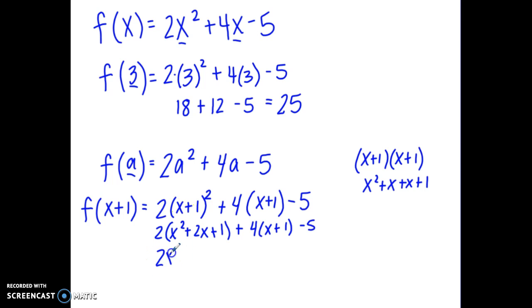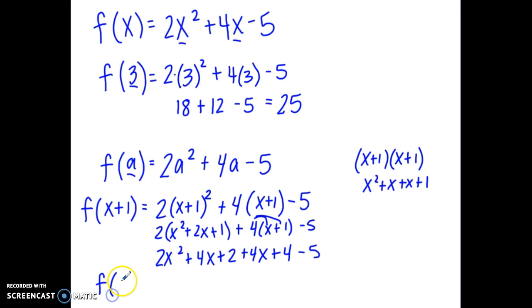Distributing the 2, we get 2x squared plus 4x plus 2. And then I can distribute the 4 over here to say plus 4x plus 4, and then finally a minus 5 at the end. So then I just combine like terms.